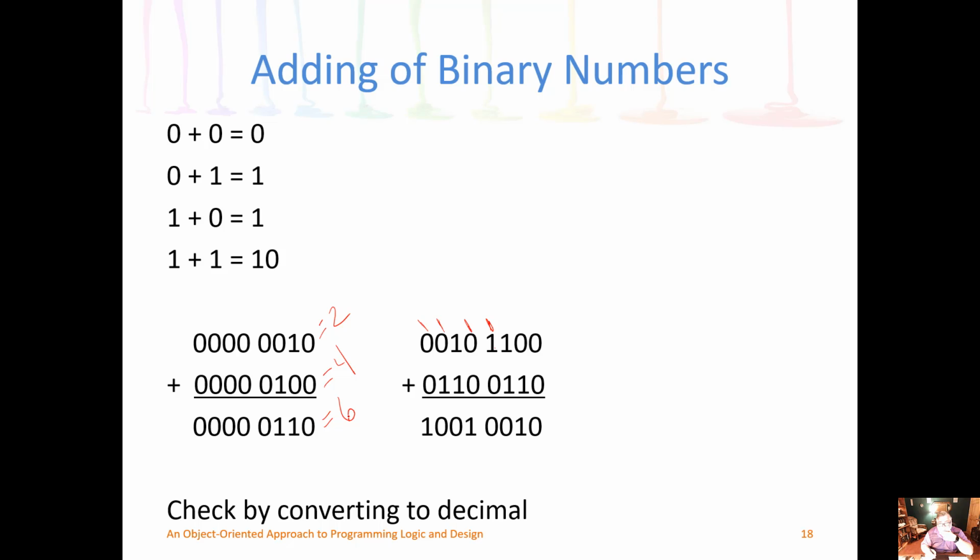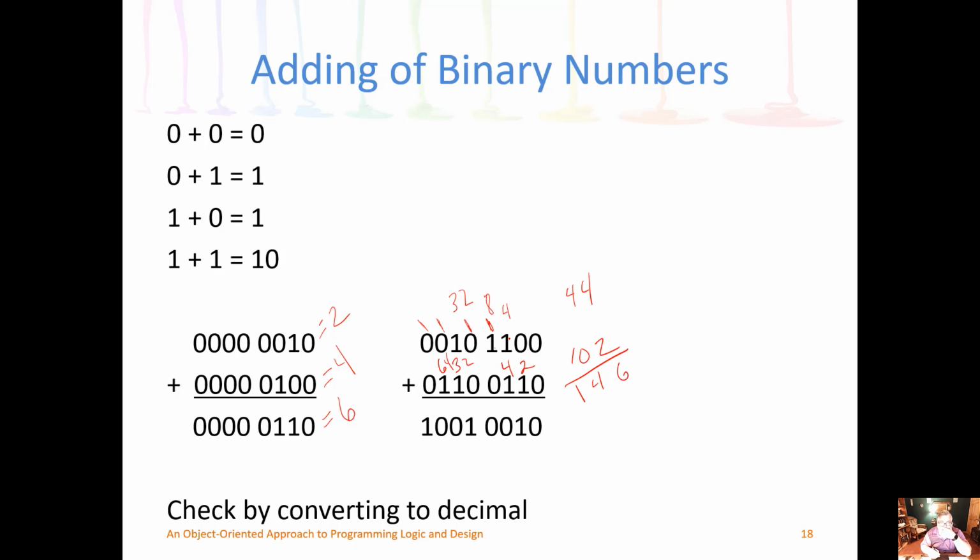Now this number I haven't really converted yet, so let's see where I'm at. This is 1, 2, 4, 8, 16, 32. So that's 44. And this one is 1, 2, 4, 8, 16, 32, 64. So 64 and 32 is 96, 102. And 2 and 4 is 6, 4. So this should be 146.